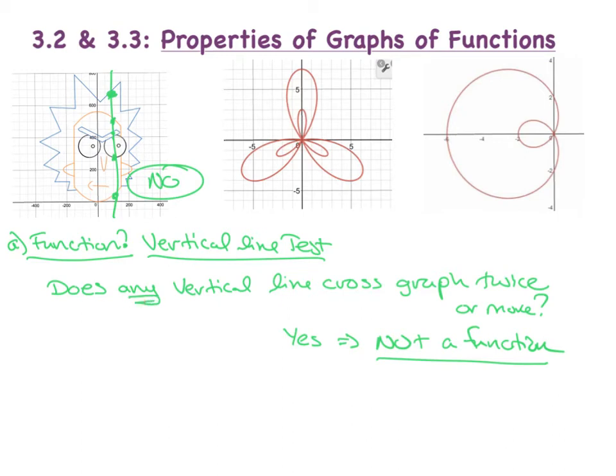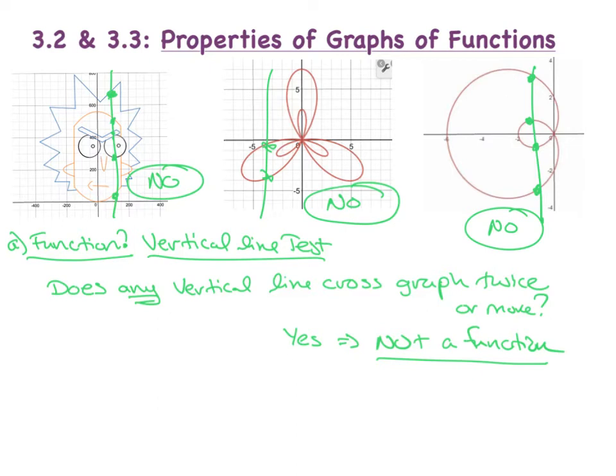So, okay, here we go. There's a vertical line that crosses the graph twice. So this would also be not a function. And this lovely limacon on the far right is also not a function. Here's a vertical line there that hits 1, 2, 3, 4 times. So this would also be no, it's not a function. I promise to have some examples that are functions, but I wanted to show you real quickly with these 3.